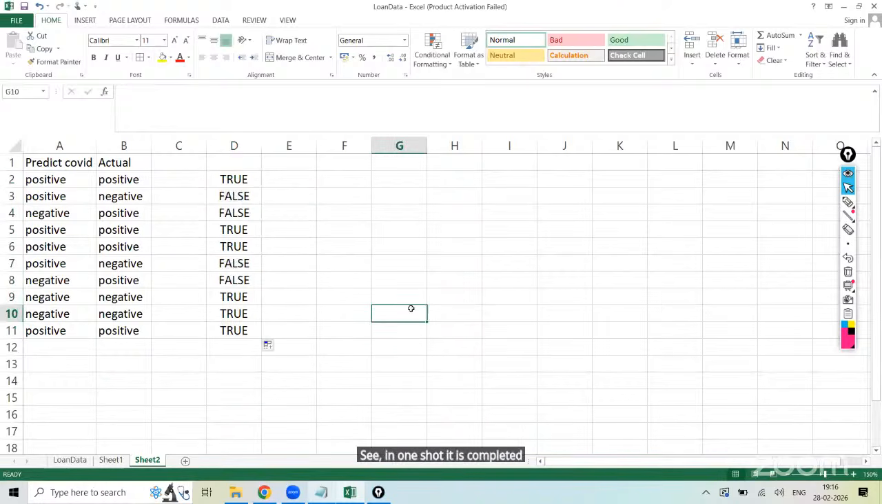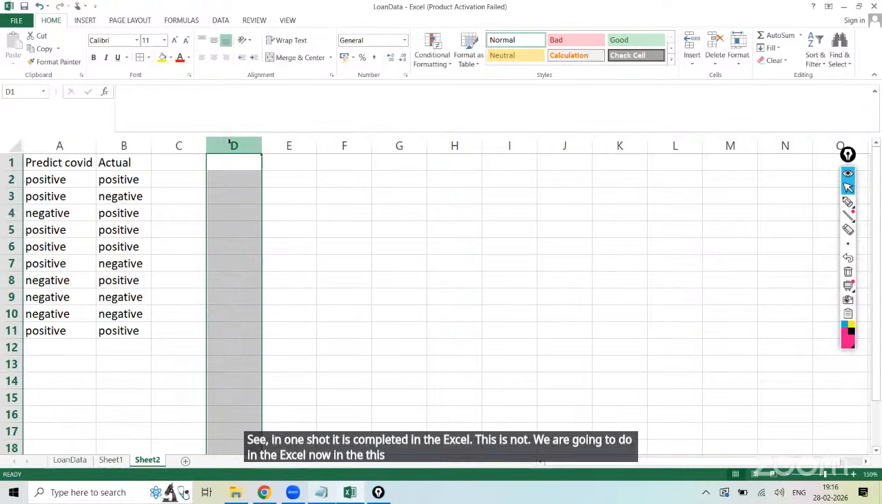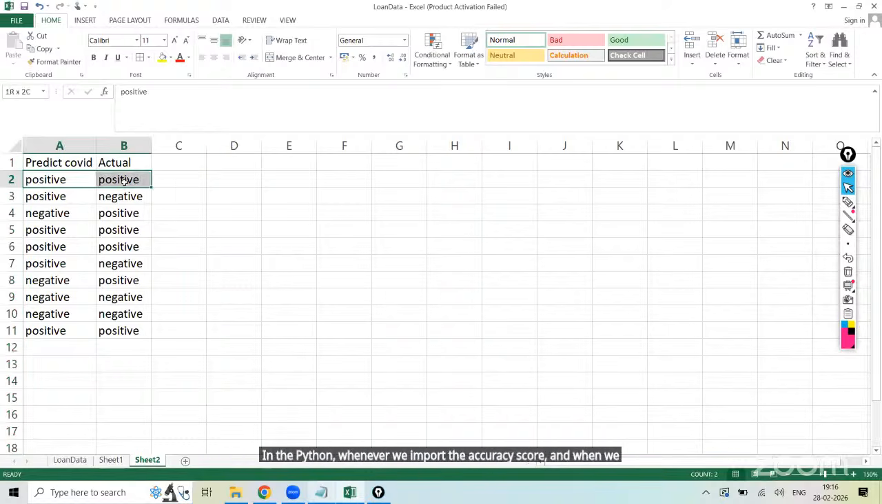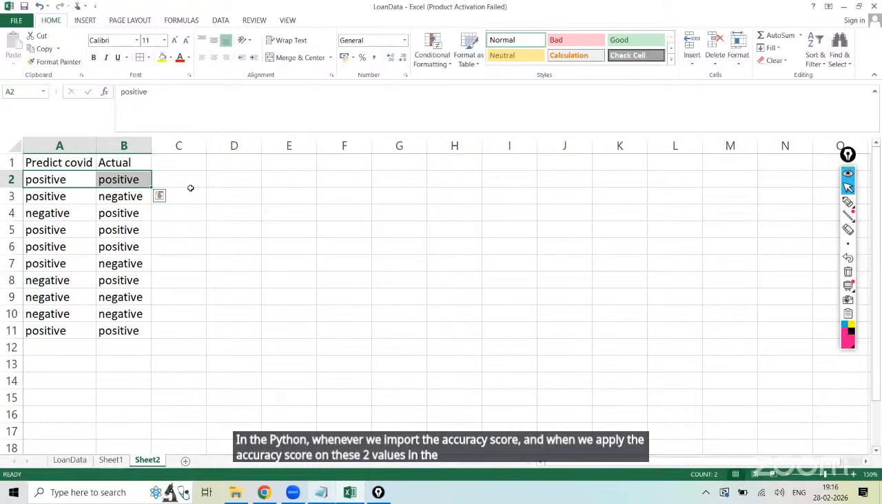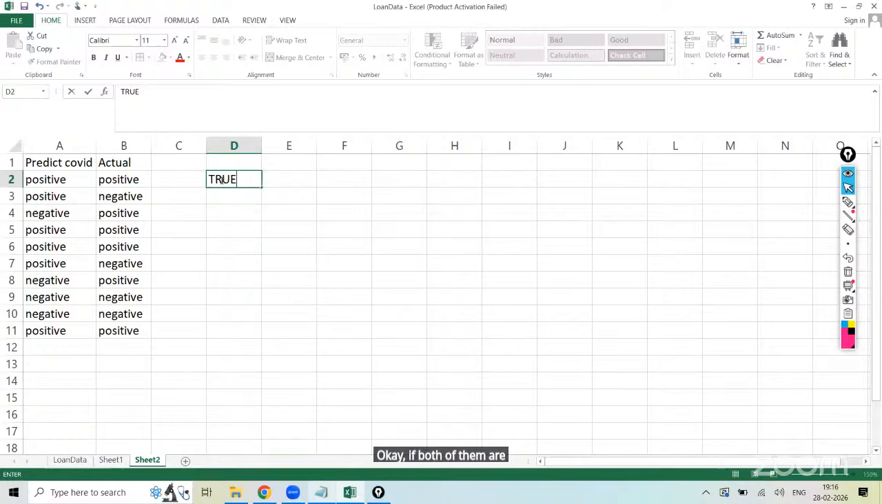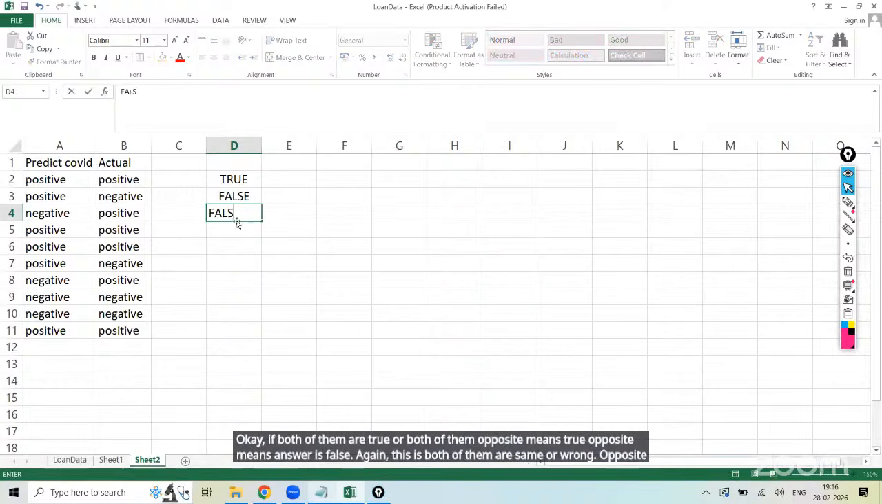This is an Excel formula. I'm not explaining Excel for you; we are just going to do the same in Python also. Python will apply the same logic. In Python, whenever we import accuracy score and apply it on these two values, in the backend it will apply the same logic. If both are the same, the answer is true. Opposite means the answer is false.